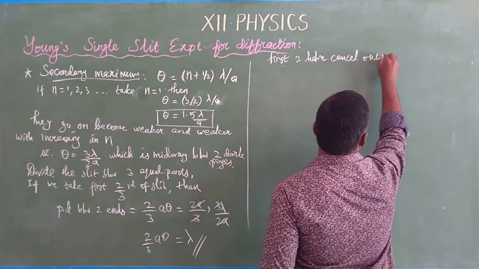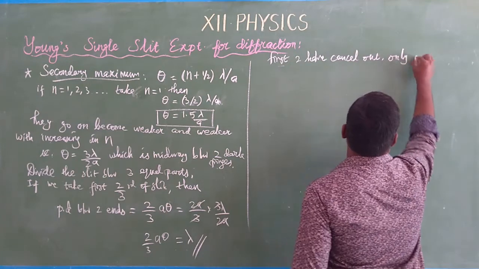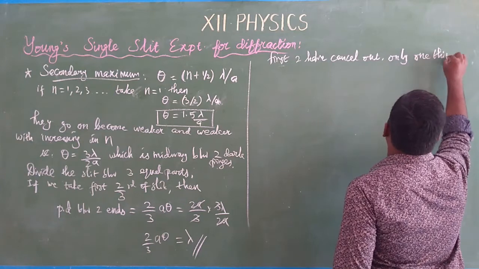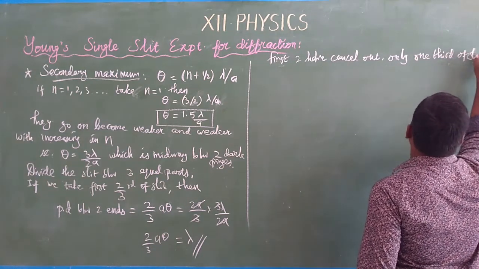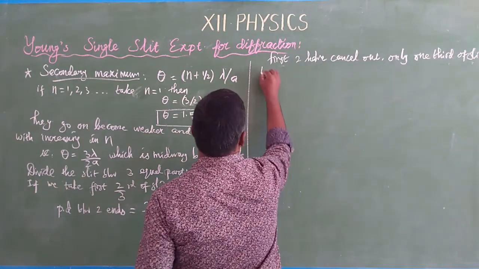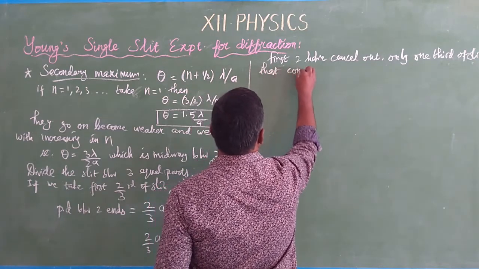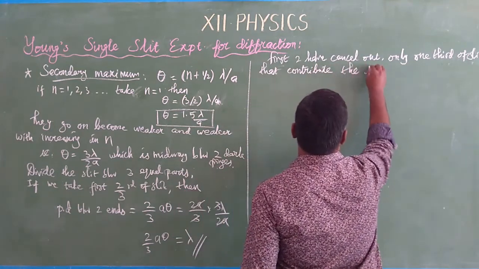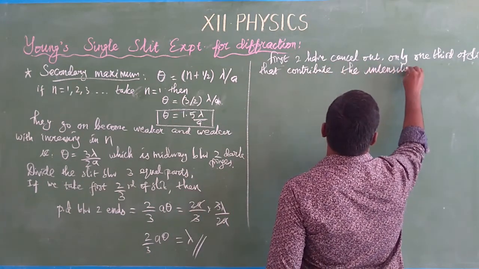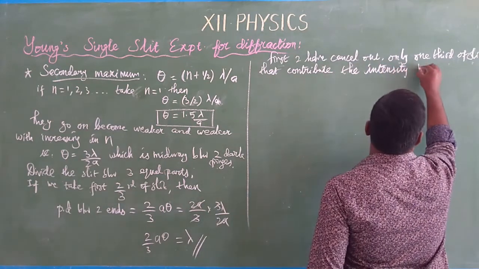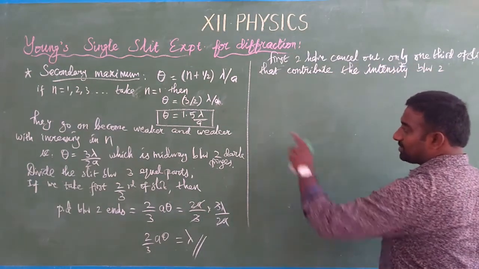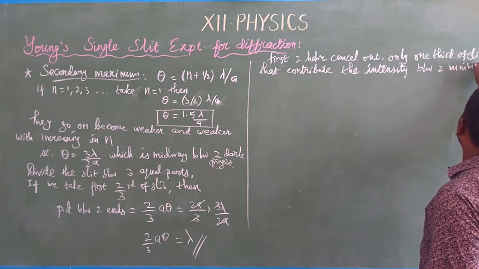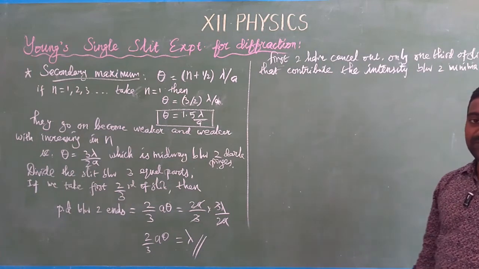Then what will happen? Only the one third of the slit remaining contributes to the intensity between two minima. So our diagram is erased. So between the two minima, now we are going to look at fringe width. There are two fringe widths.